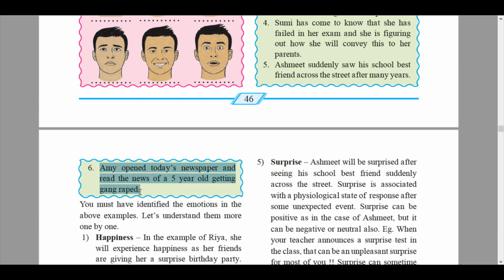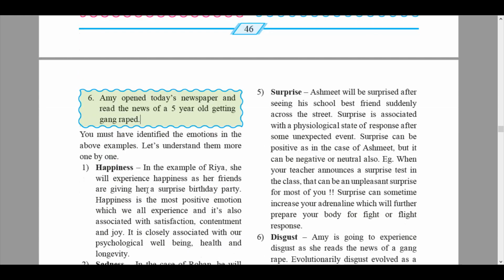This is a serious topic. Sudhar jao. Sudhar jao. Only message to idiots out there. So let's get back to the topic.